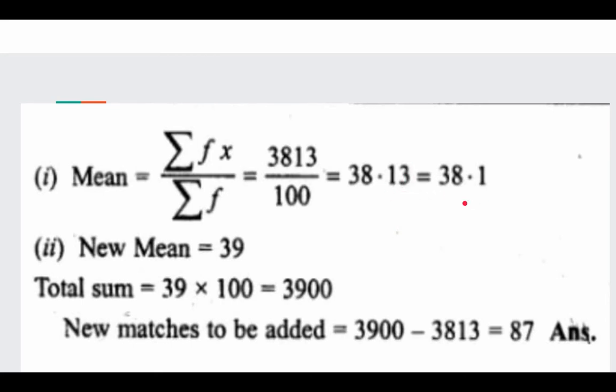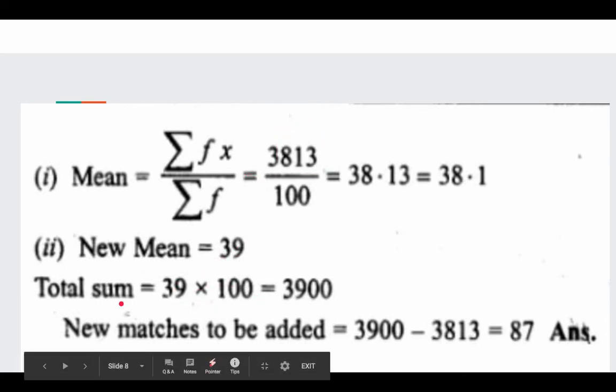The second part of the question, pay attention students, what it says. Determine how many extra matchboxes would have to be added to the total contents of 100 matchboxes to bring the mean exactly up to 39. If I want this mean, which is 38.1, to be exactly 39, so easy. Exactly 39 means what should be the sum? It should be 39 into 100.